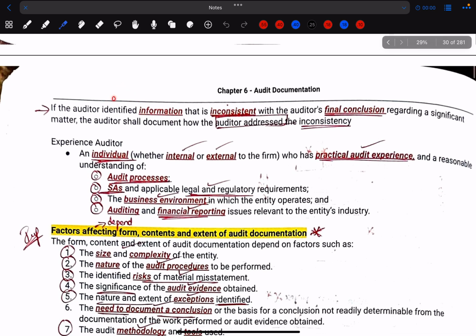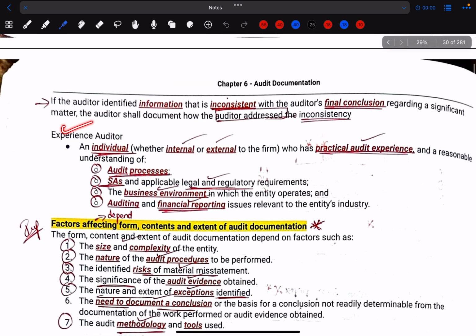Next, if the auditor identified information that is inconsistent with the auditor's final conclusion regarding a significant matter, in that case the auditor shall document how the auditor has addressed the inconsistencies.